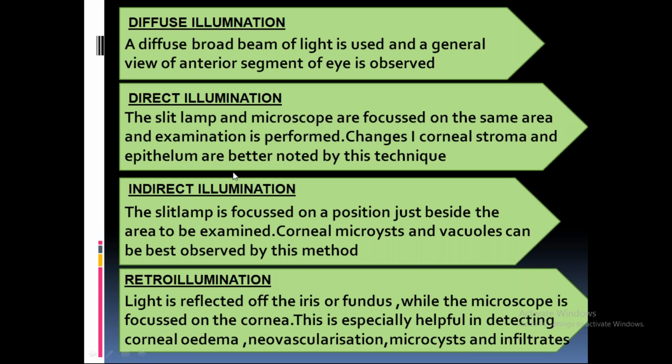Indirect illumination, the slit lamp is focused in a position just beside the area to be examined. You know the difference now between direct and indirect illumination. In direct illumination, the slit lamp and microscope are focused on the same area. In indirect illumination, it is focused adjacent to the area to be examined. Corneal microcysts and vacuoles can be best observed by this method, indirect illumination.